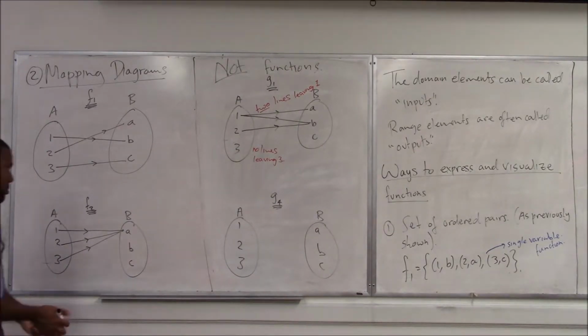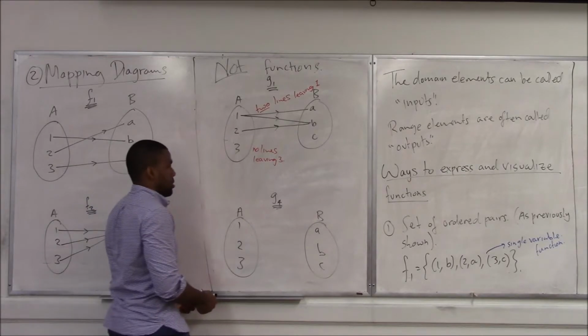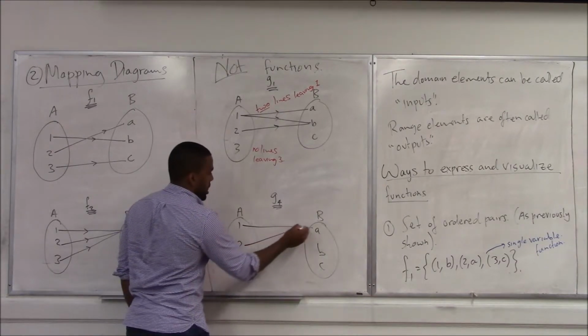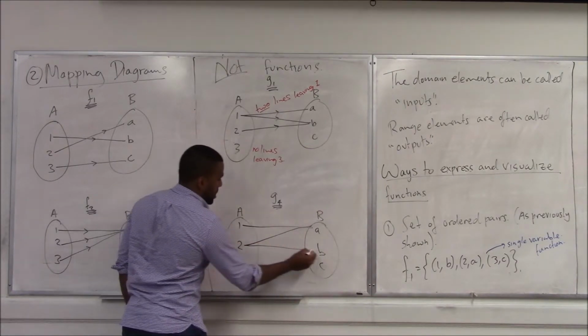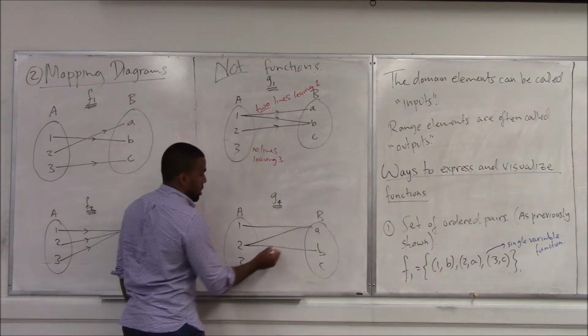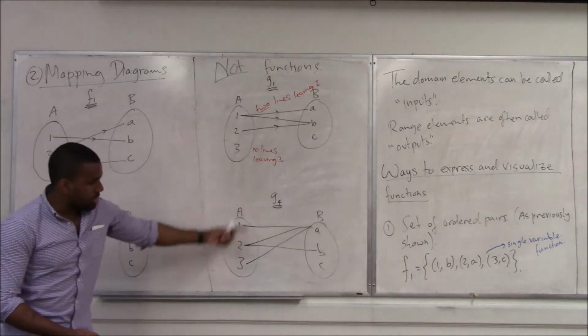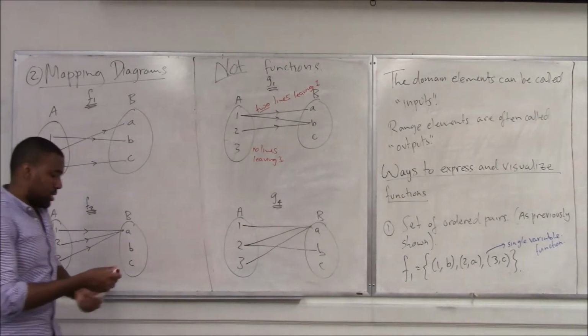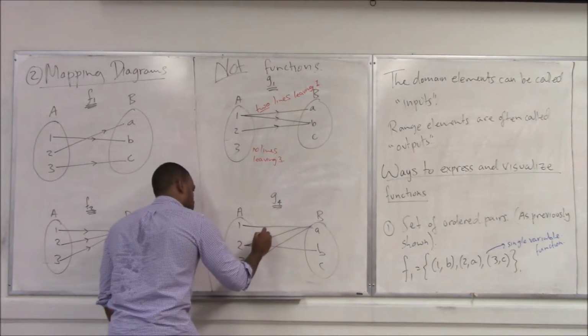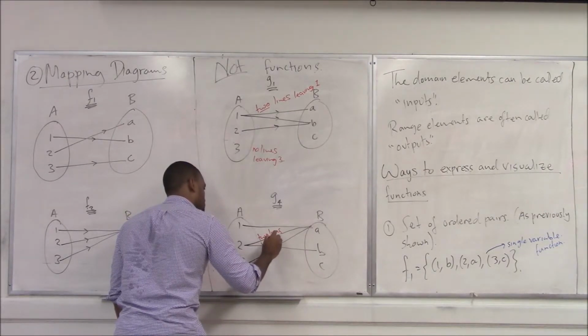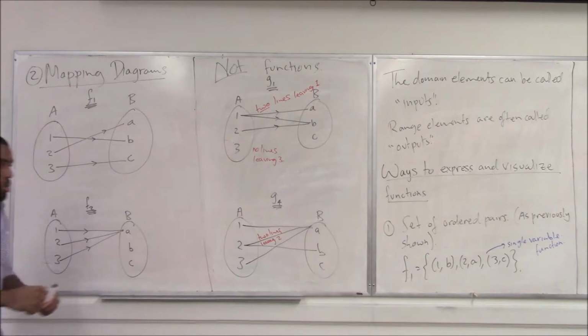G4, what do we have? 1 comma A, 2 comma A, 2 comma B, 3 comma A. So again, here now everyone gets assigned to someone, but 2 got assigned twice. Here we have 2 lines leaving 2. So that's a problem. Okay, so that's how pictorially you can talk about a function.